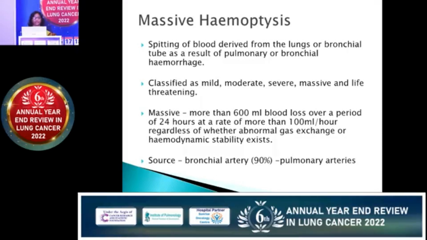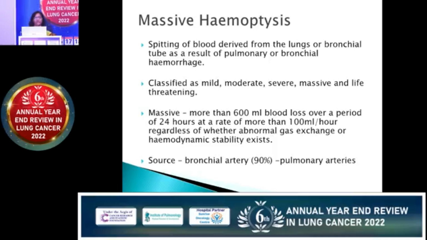Next is massive hemoptysis. As we all know, our patients come in metastatic stage, so they come in a late stage. Massive hemoptysis is spitting of blood derived from the lungs or bronchial tube as a result of pulmonary or bronchial hemorrhage, classified as mild, moderate, severe, massive, and life-threatening. Massive hemoptysis is really life-threatening. When we say massive, it is more than 600 ml blood loss over a period of 24 hours at a rate of more than 100 ml per hour, regardless of whether abnormal gas exchange or hemodynamic instability exists.